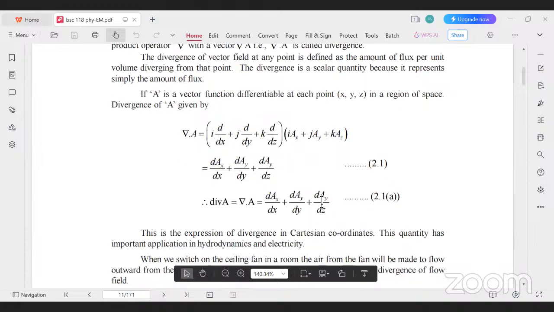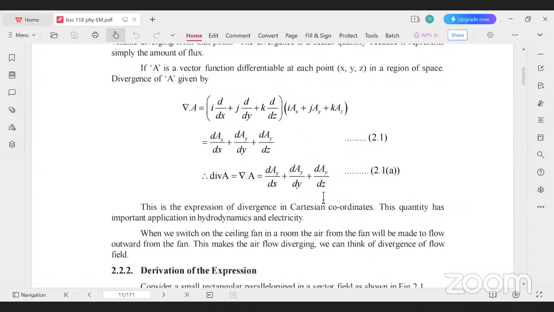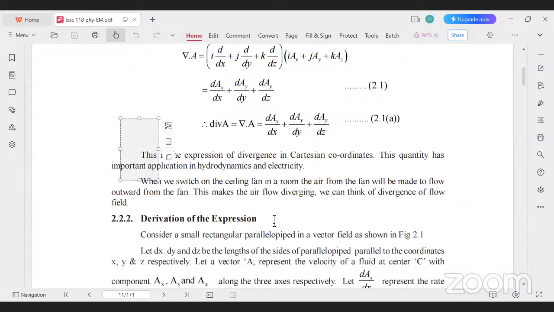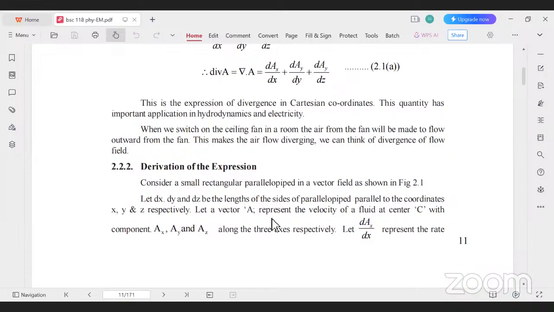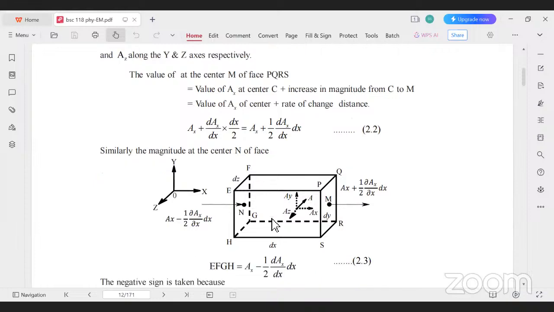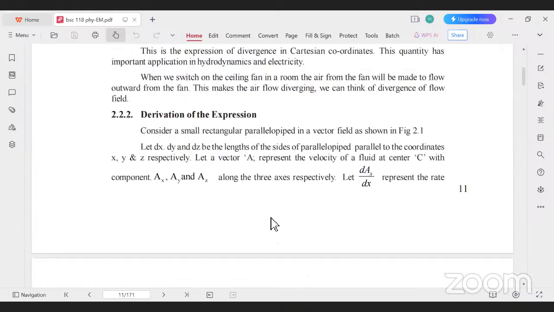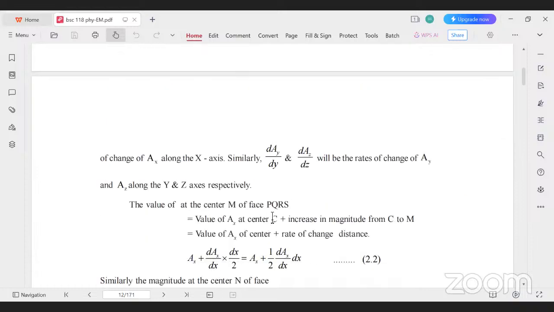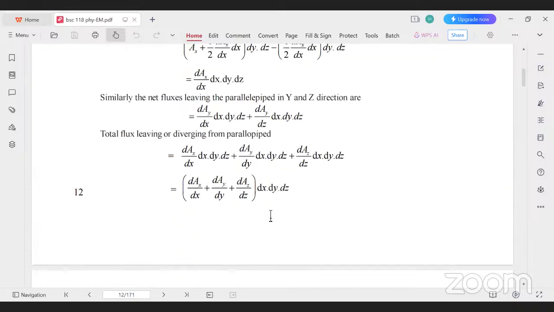If I can find it for the vector A, I can find it for the vector B, C, D, whatever I take. The x, y, z axes will be the same. Clear? Magnitude which I am applying, as well as direction. That direction can be this way, that way, any way. The derivations of the expressions we will see in the next class.